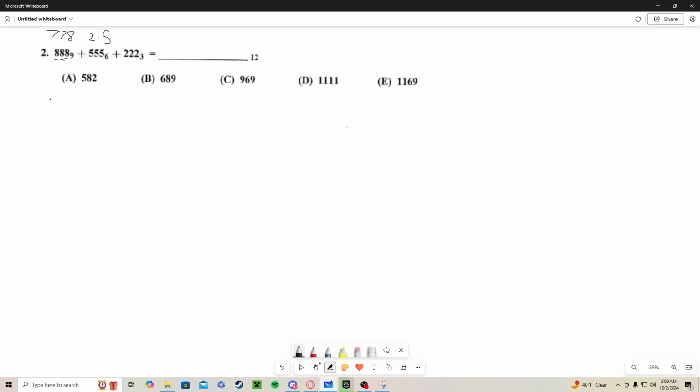And now we need to find the 222. So again, same thing. Multiply each of them by 3, first one by the power of 0, and 1, and 2. So we get 2 times 1, which is 2. 2 times 3, which is 6. And 2 times 9, which is 18. Add them all up. 18 plus 6 is 24. Plus 2 is 26.